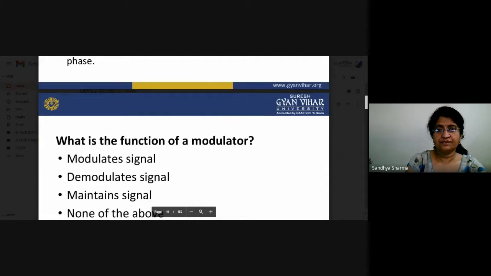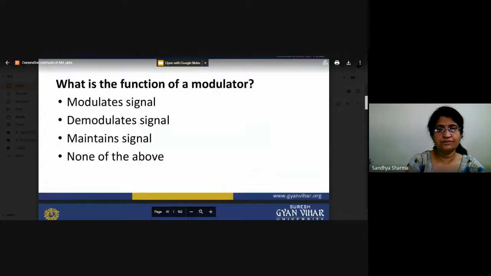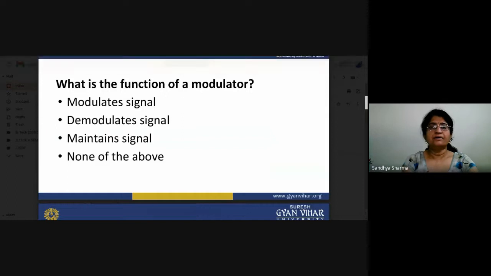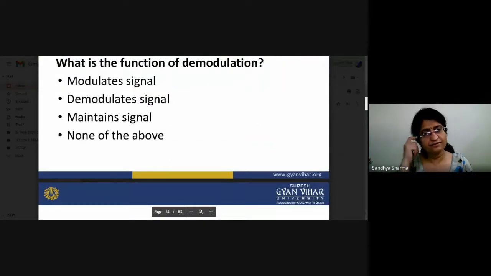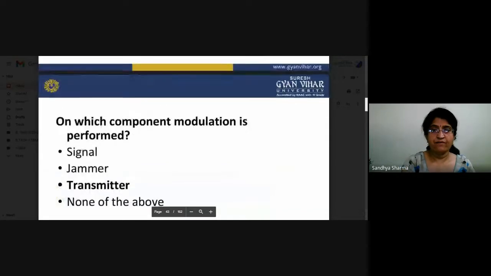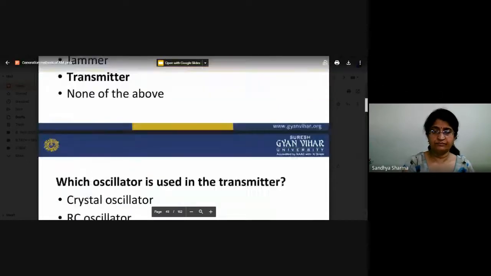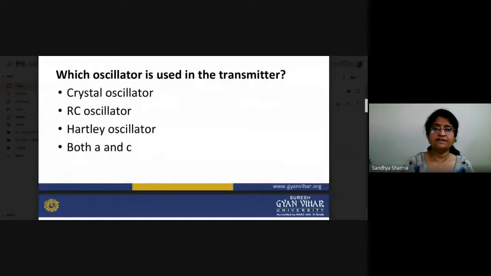Now we will discuss some objective questions as you have to appear. What is the function of a modulator? What is the basic functioning of a modulator? What is the function of a demodulator? How will any signal be demodulated? On which component is modulation performed? Why is an oscillator used in a transmitter? What type of transmitter are we using in our transmitter sections?